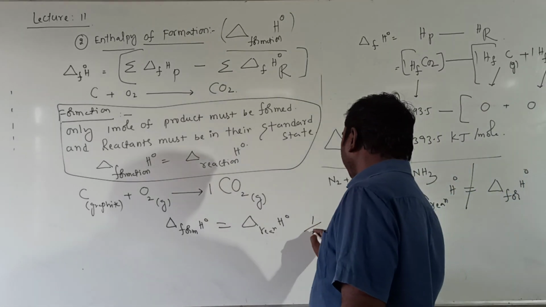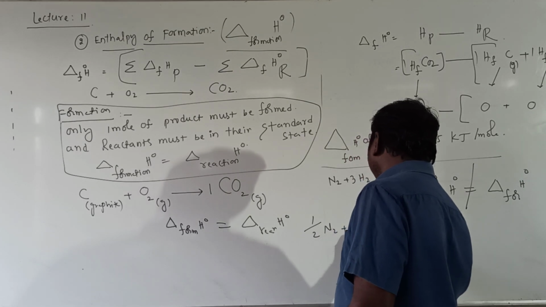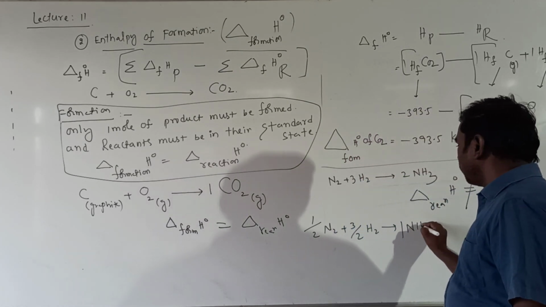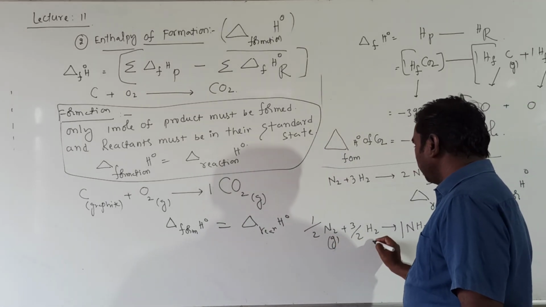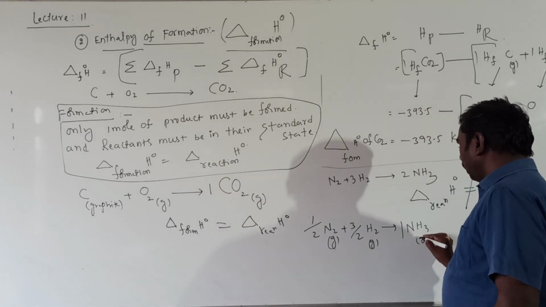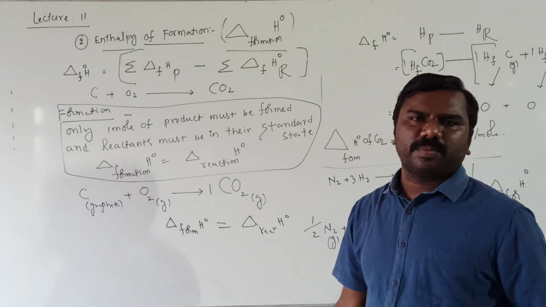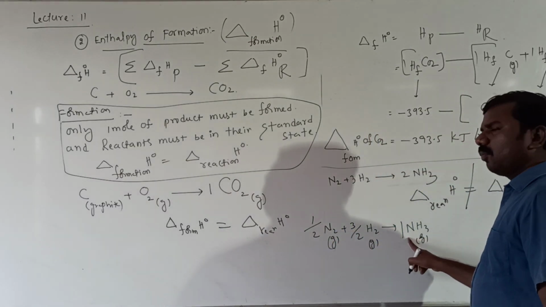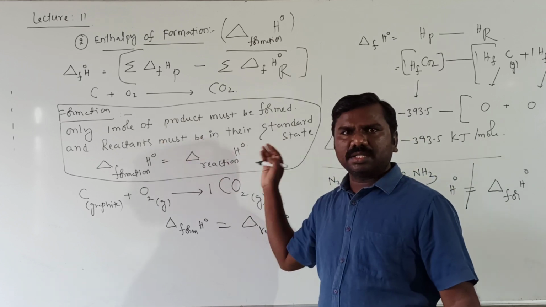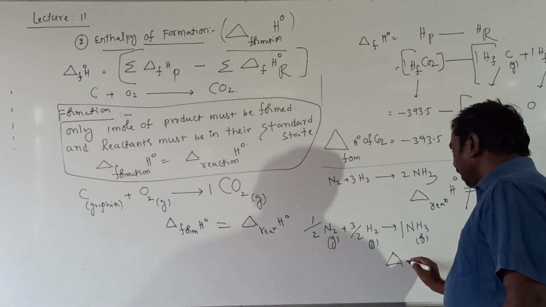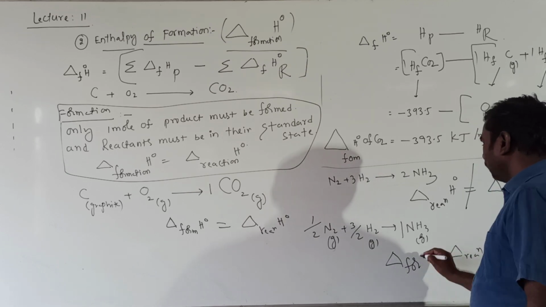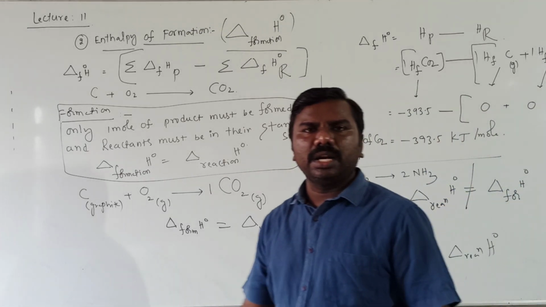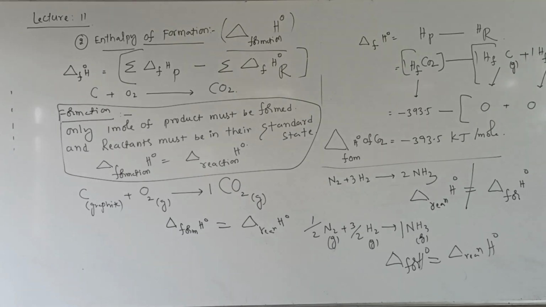Next, 1/2 N2 plus 3/2 H2 gives rise to 1 NH3. The product is 1 mole. The reactants are all in their standard state, nitrogen gas and hydrogen gas. Reactants are only in their standard state, and the product is in the combined state. So here 1 mole, reactants are in their standard states, that's why the condition is satisfied. It is the enthalpy of formation that is equal to the enthalpy of reaction under standard conditions. Clear? So this is formation, and which one is that? That is combustion.